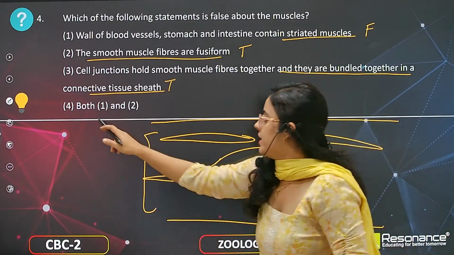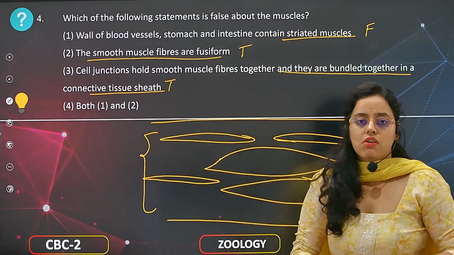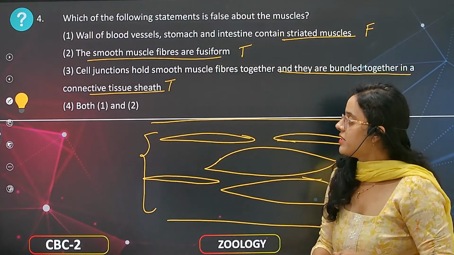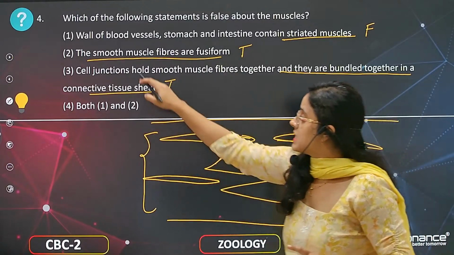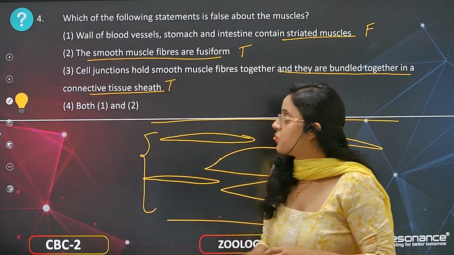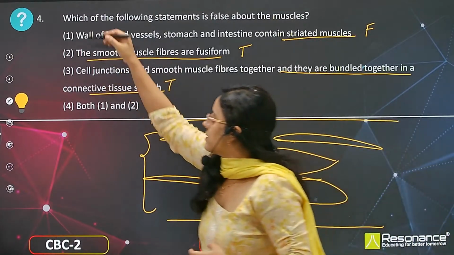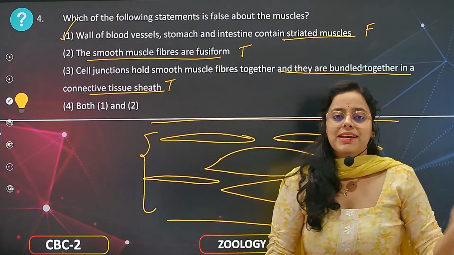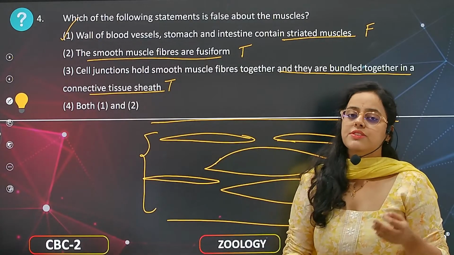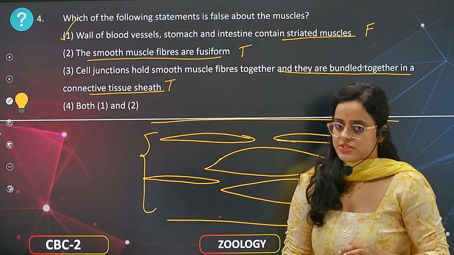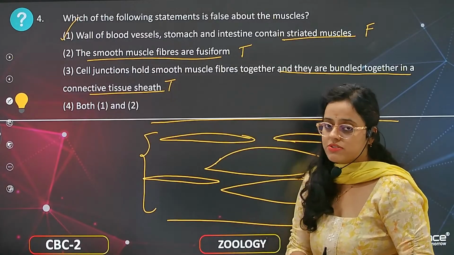And both 1 and 2. So 1, wall of blood vessel, stomach, intestine contains striated muscle, is a false statement, but the second one is a true statement and the third one is a true statement. So what is your answer? The answer is simple. Yes, the first one. The wall of blood vessel, stomach and intestine contains striated muscle is a false statement. So you have to mark the false statement over here.